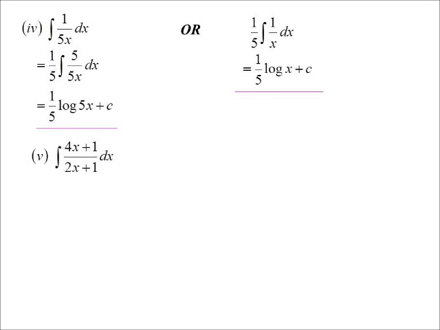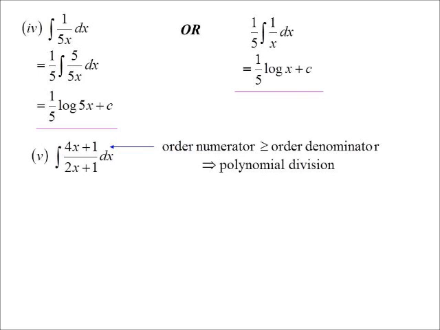Okay, let's have a look at this one. I don't have the situation we're looking for of derivative on function. I've got 4x plus 1 on the top and 2x plus 1. If you see a situation where the order of the numerator is actually greater than or equal to the order of the denominator, then the first thing you do is a polynomial division. Now, you might not need to do an actual division on something as simple as this, but if you did, you go, all right, well, 2x plus 1 goes into 4x plus 1. We end up with twice with a remainder of minus 1.